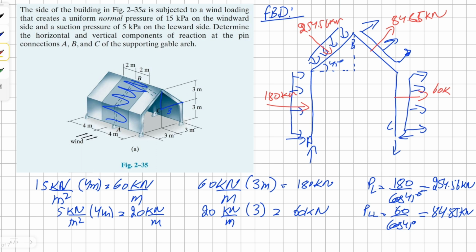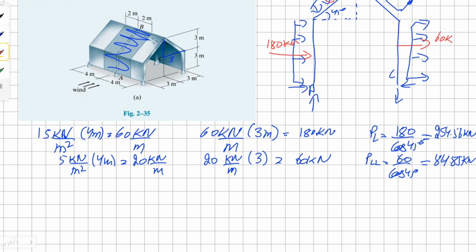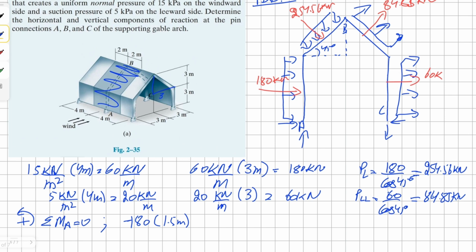Okay, now we can find our reaction forces. At A and C, we can take moment at either of these points. So I'm going to take it at A. So, sum of moments about point A, and we're going to say counterclockwise is positive. Our first point is 180, and it's 1.5 meters away, and this is going to be negative.